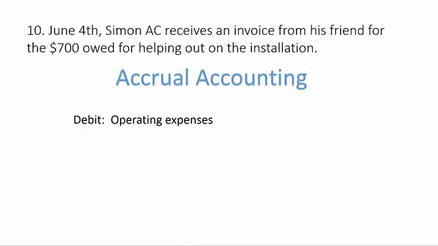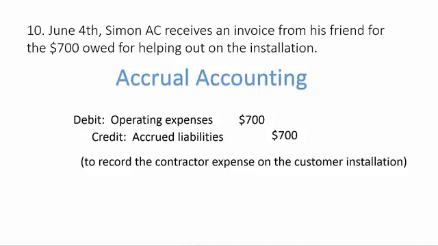So great, we need to include this entry in May, but that doesn't help us with the credit side of the entry. It's not an accounts payable because the invoice hadn't been tendered by May 31st. In this situation, we typically have another liability account set up for invoices received past the reporting date, and we call this account accrued liabilities. So that's our entry. Debit operating expenses for $700, credit accrued liabilities for $700.